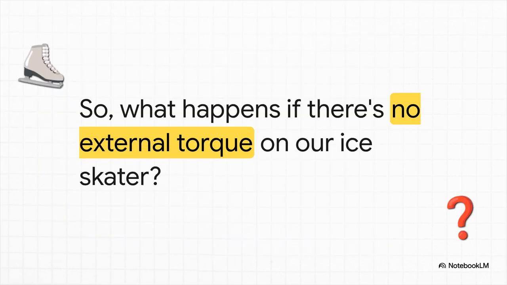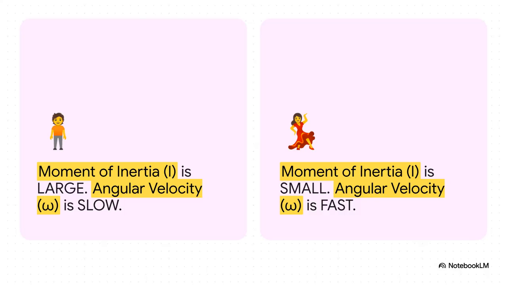So let's bring it all the way back to our skater. If we ignore that tiny bit of friction from the ice, there are basically no external torques acting on her. She is her own little isolated system. And this slide, this is the secret. This is the whole trick. Since her total angular momentum, L, has to stay constant, she can make a trade-off.